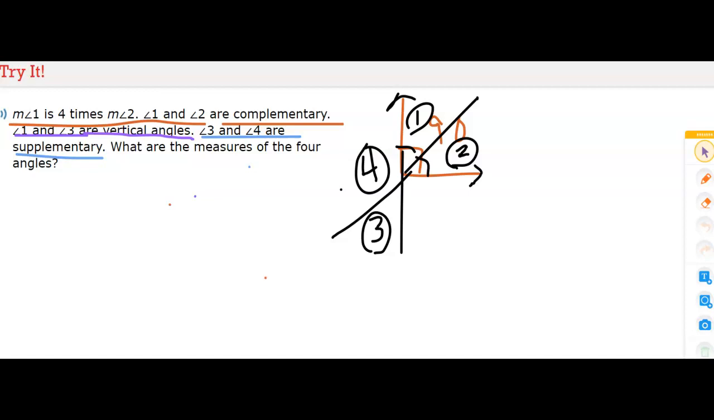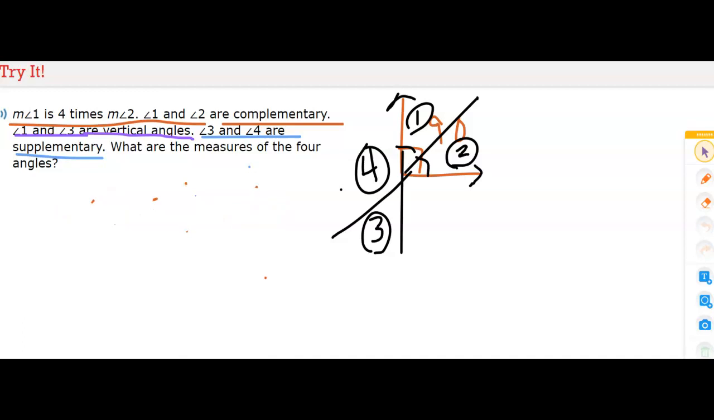All right, so let's go back to starting with the complementary angles for 1 and 2. So first it says angle 1 is 4 times angle 2. So angle 1 is equal to 4 times angle 2. So we need to solve for angle 1. Okay, let me rewrite this.